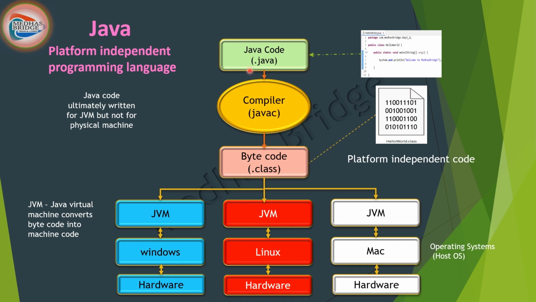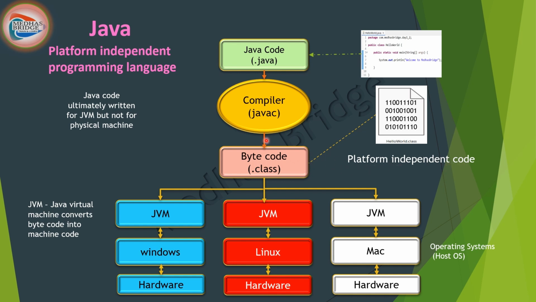So if you have 10 Java files, you may have 10 class files, again assuming that every Java file has one class in it. If you have more classes, then you will have that many class files generated upon your compilation. Okay, what does this byte code mean? This byte code is called platform independent code.